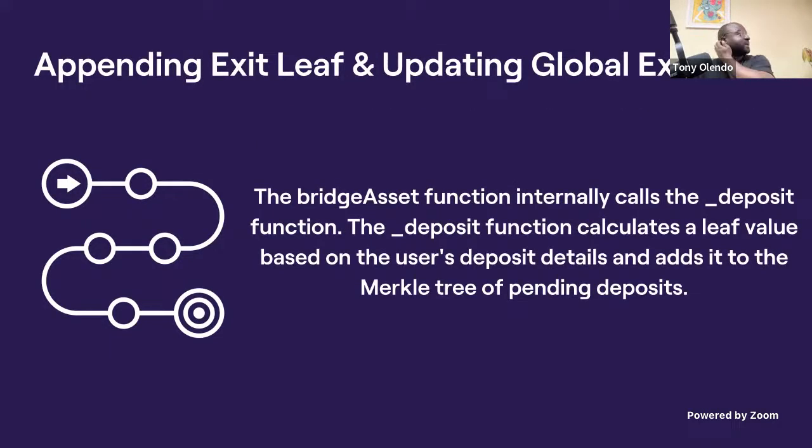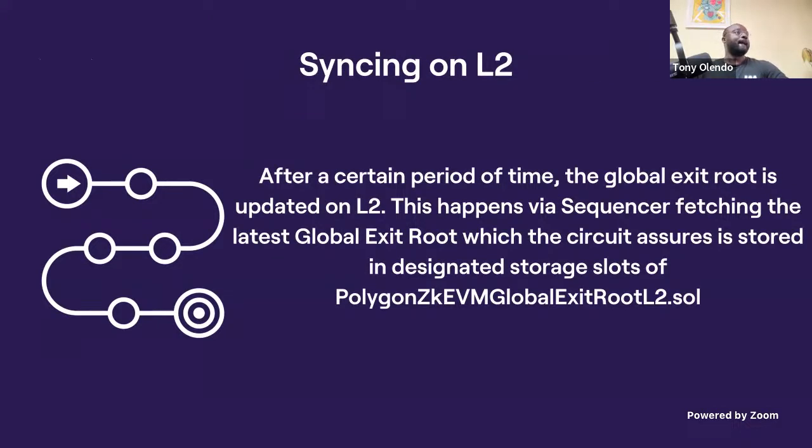And once you do that, the bridge asset function internally calls a deposit function, which calculates a leaf value based on the deposit and adds it to the Merkle tree of the pending deposits, right? So you don't have to do this. That happens internally. And when you look at the code, you'll be able to see how that goes.